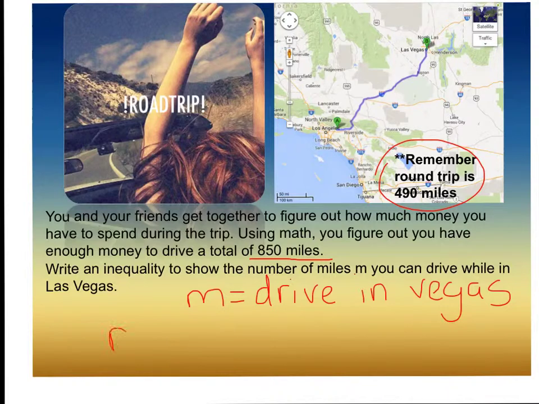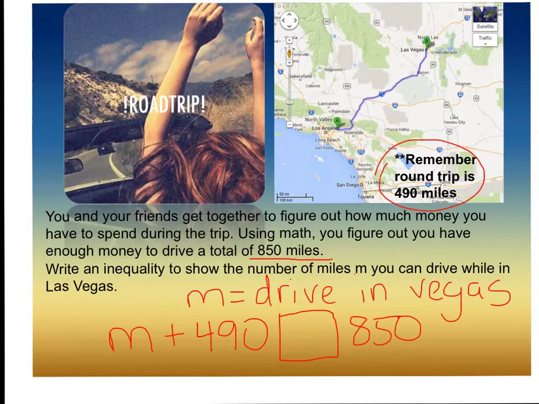So here, M is going to be the number of miles that you can drive in Las Vegas, that's driving around Las Vegas, plus 490 miles. Those are the miles needed to get to Las Vegas and back. And then we're going to have some inequality. I'll put a red box, and we're going to fill that red box with an inequality. And the total is going to be 850 miles. So what inequality do you think belongs in the box?